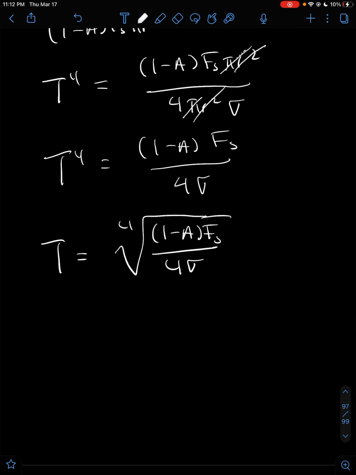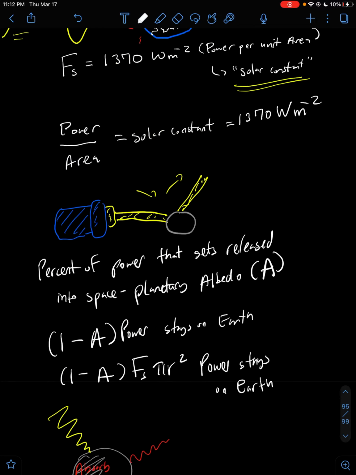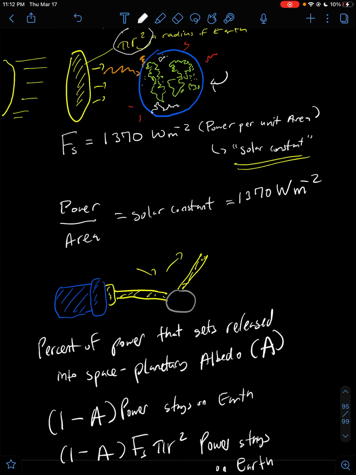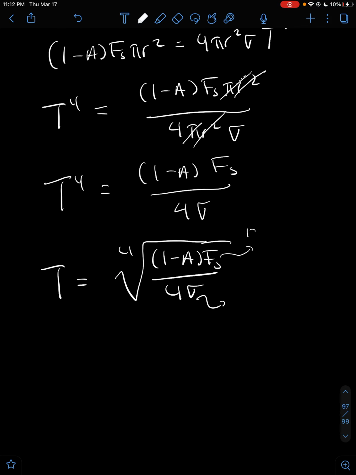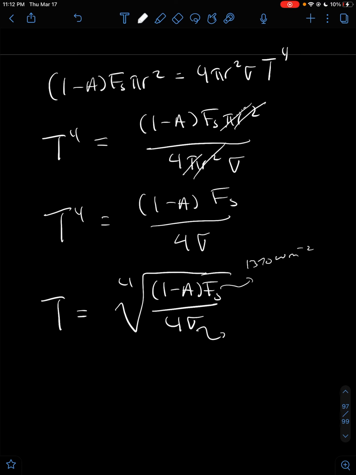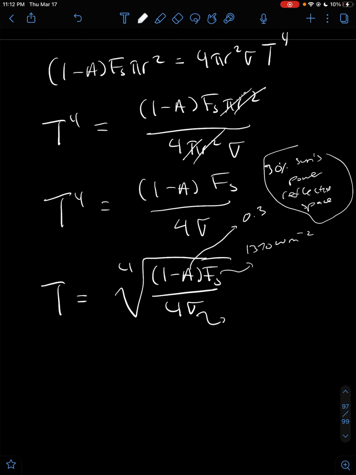If we were to actually plug in the value of the Boltzmann constant and the solar factor, which is, let's check, 1370 watts per square meter. It turns out that the experimentally measured planetary albedo is 0.3, meaning that 30% of the sun's power gets reflected into space. So A is going to be 0.3.